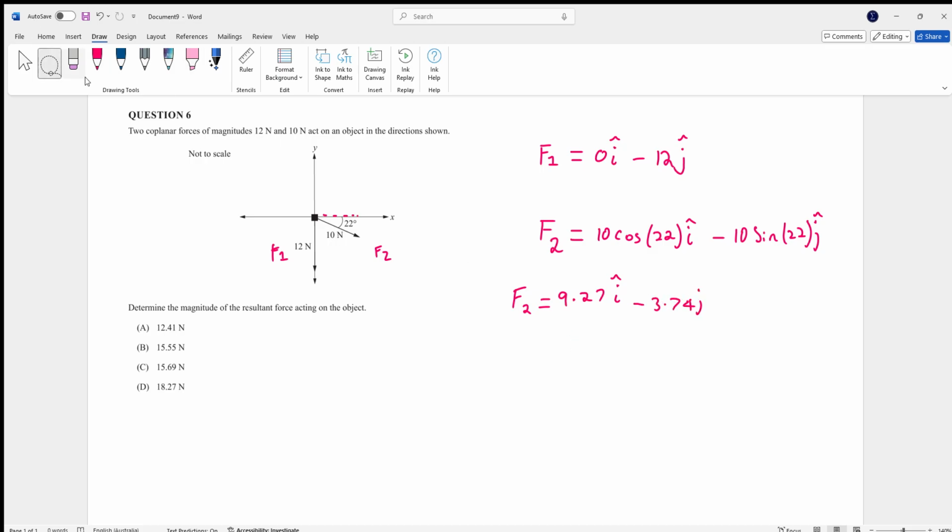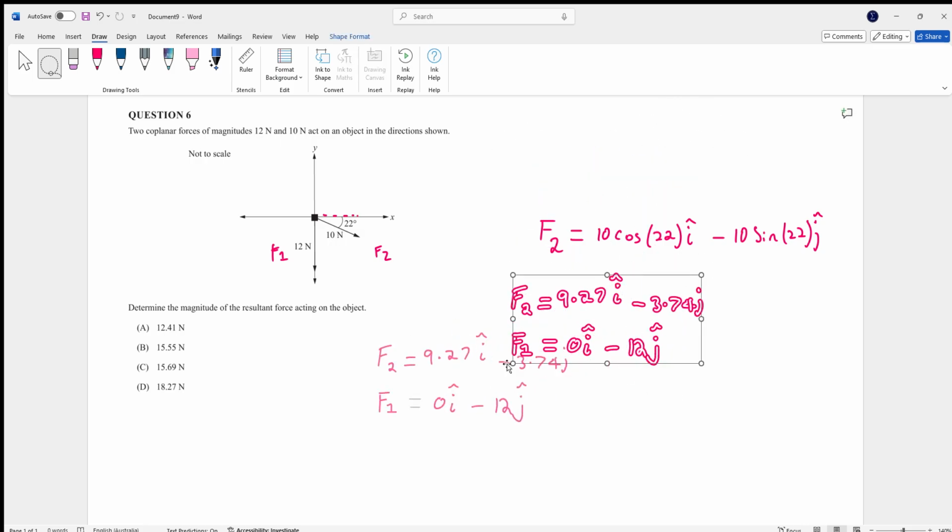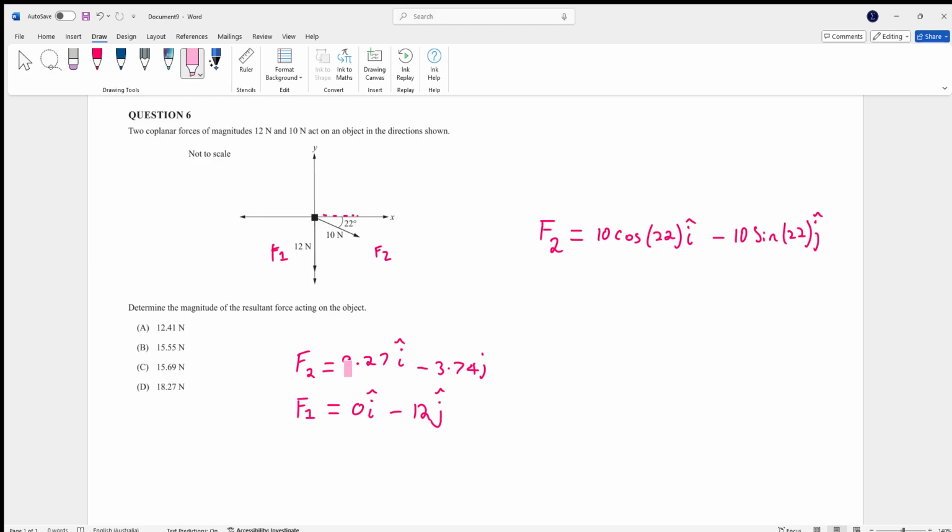So here now we can do a fair comparison of the forces. F1 and F2, we can add them together. Nothing is really going to change for the x component, it just stays as 9.27i. So this is F1 plus F2. And for the vertical components, because they're both negative, you can just add them together and work out roughly how big that is. So it's minus 15.74j. Now they said calculate the resulting force.